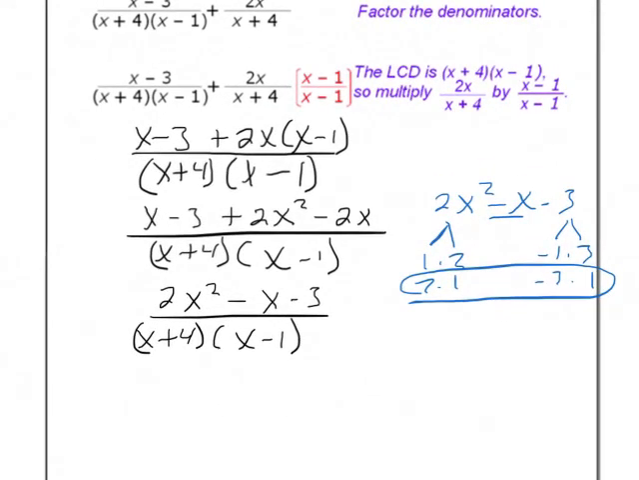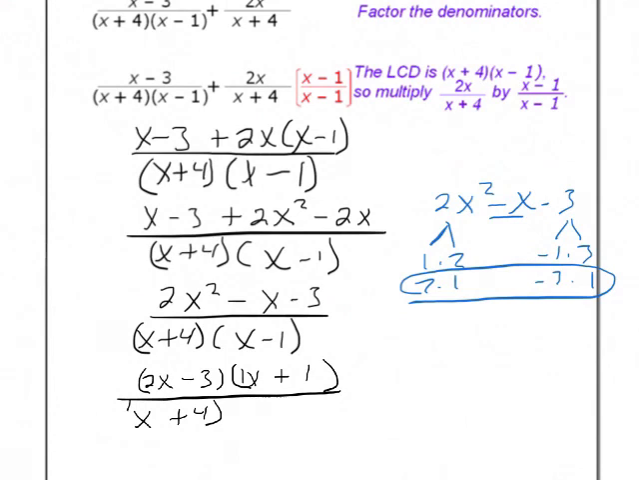We're going to see if anything divides out. So factoring this, on the top I'm going to have 2x minus 3 and x plus 1. And on the bottom, I have x plus 4 and x minus 1. So, looking at that, I can see it does not factor any further.